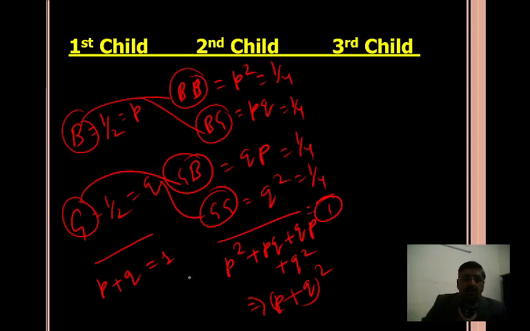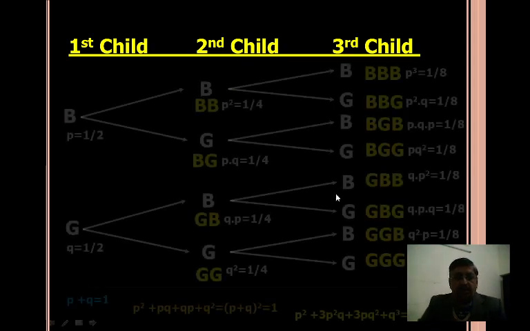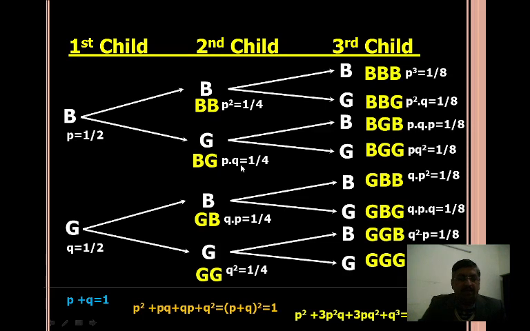But my point is what? You can see that for the first child, we have the relation P plus Q to the power 1. For the second child, we have the relation P plus Q to the power 2. And similarly for the third child. Let me show you the tree I have already done for you. For the third child, you can have a P plus Q whole cube kind of situation. First child P plus Q to the power 1, second child P plus Q to the power 2, and for the third child P plus Q to the power 3, and this is the sum of all the probabilities.